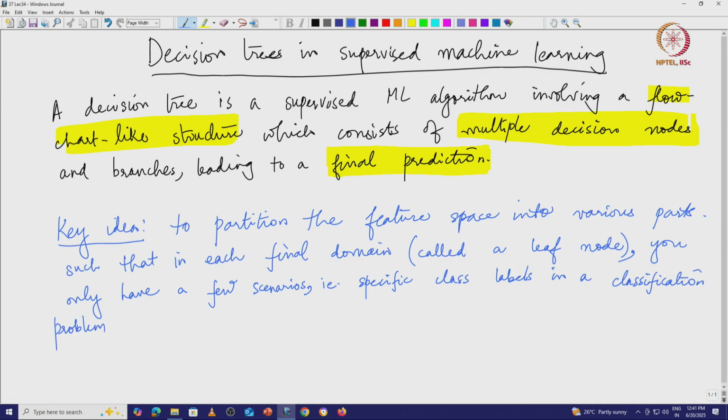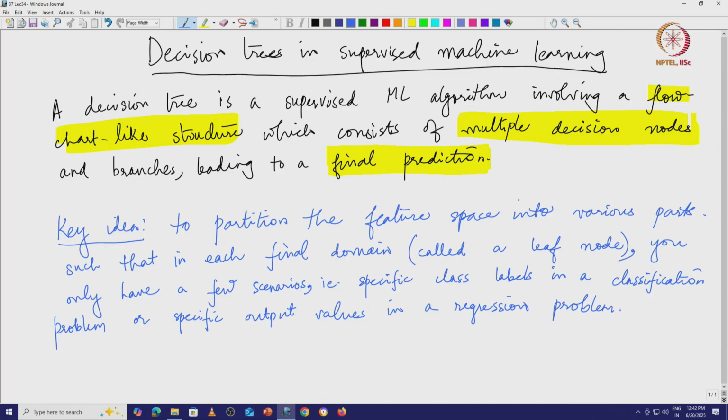If you are trying to classify the soil type, then the specific class labels correspond to the soil type, or if you are trying to classify a material as a semiconductor, an insulator or a metal, or if you are trying to classify a device or product that you have manufactured as suitable or not suitable. Those could be the specific class labels in a classification problem, or specific output values, numerical values, in a regression problem where you are dealing with continuous variables.